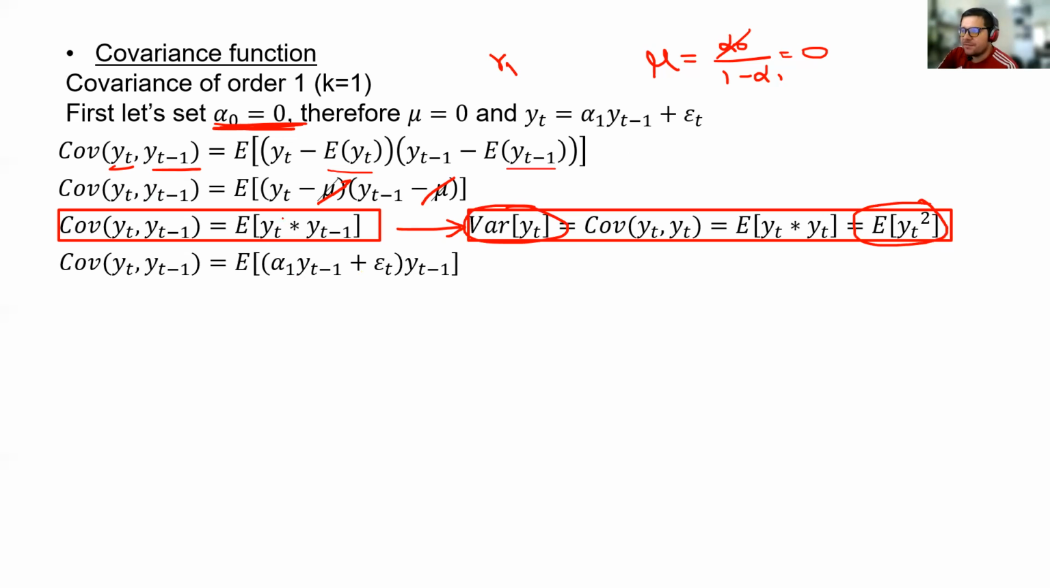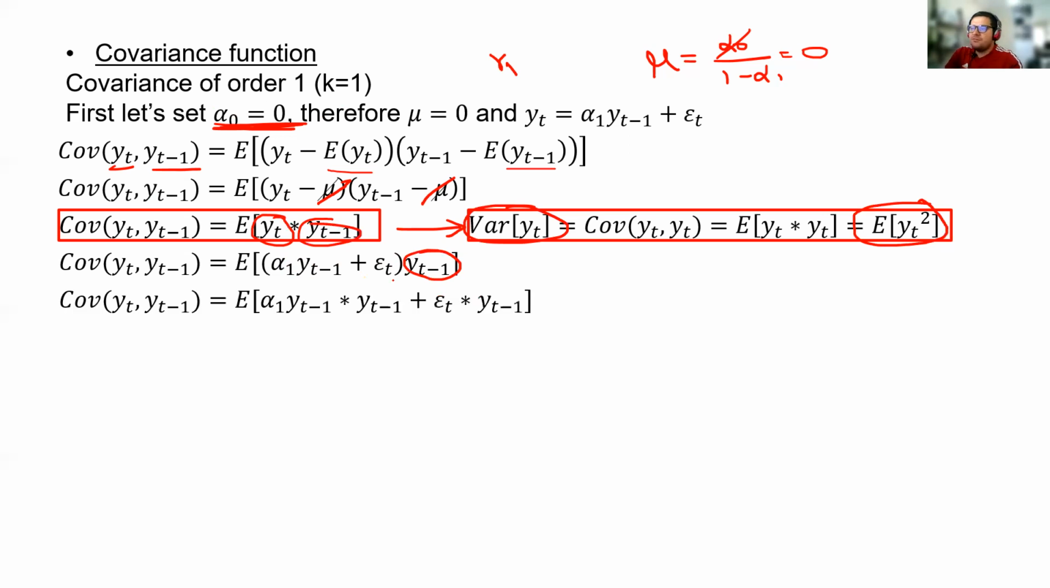All right, so the next step is that we know how yt is explained. We know that yt is equal to alpha 0, but we have set alpha 0 to be 0, plus alpha 1 yt minus 1, plus et. And we're going to multiply that by yt minus 1. So we take alpha 1 yt minus 1 times yt minus 1, plus et times yt minus 1.